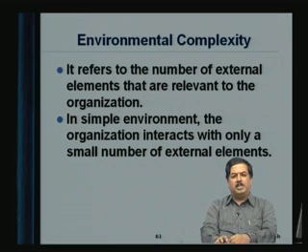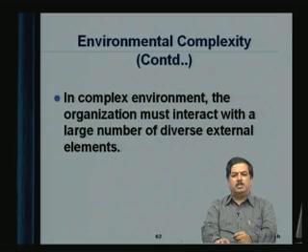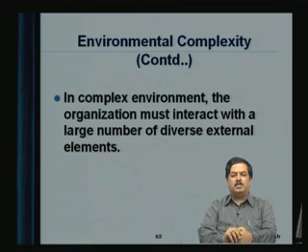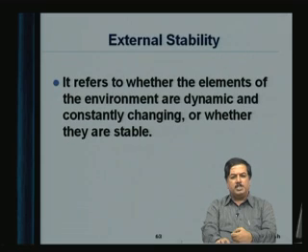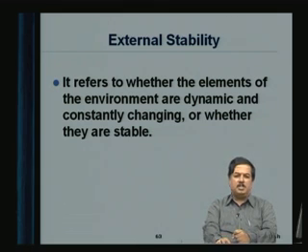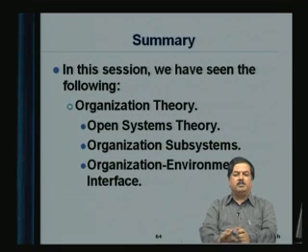But in a complex environment, it is dealing with several stakeholders which may influence the performance of the organization. A complex environment must interact with a large number of diverse external elements, and then it always tries to have that kind of stability. External stability refers to whether the elements of the environment are dynamic and constantly changing, or whether they are stable. Stable means that the rate of change is low.